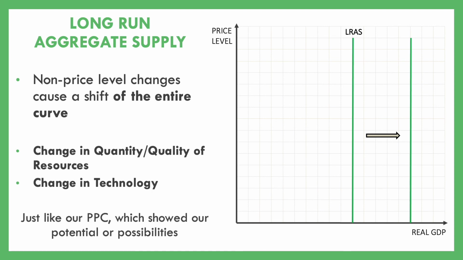Like we said, just like our production possibilities curve, which showed our potential or our possibilities, our long run aggregate supply curve is doing the exact same. It's saying, hey, if we're being fully efficient with all of our resources, this is where we can be at. And so that's what our long run aggregate supply curve is attempting to show us.